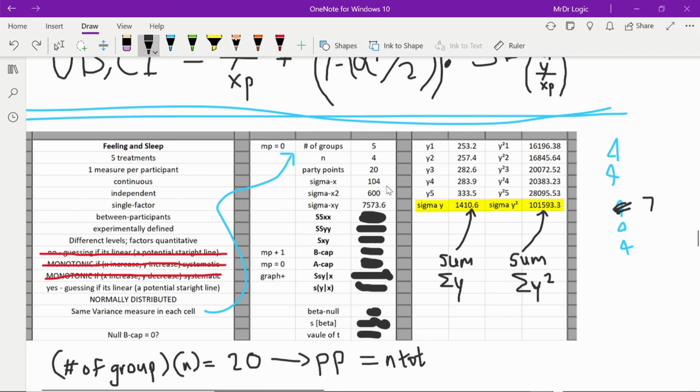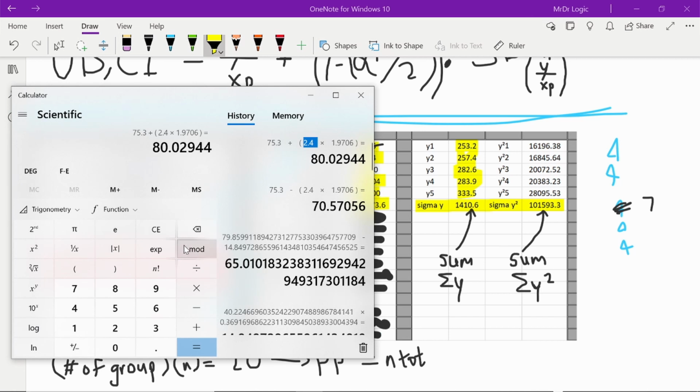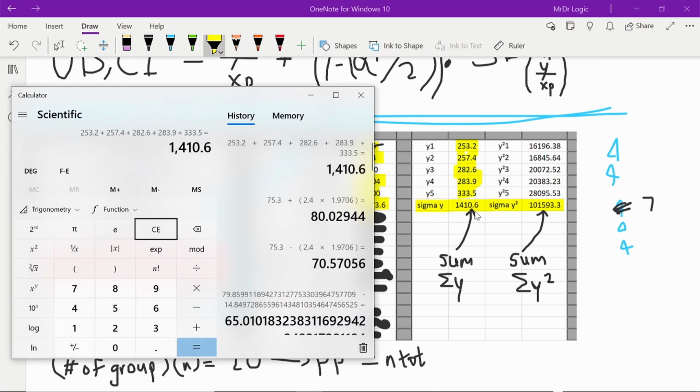Once you do a question like this, you're given number of groups, you're given n. More specifically, this doesn't really matter, but I have that there. We're given all these numbers, but you have to add them all up to get the sum here. So let's go to the calculator real quick. 253.2 plus 7.4 plus 282.6 plus 283.9 plus 333.5. So as you can see here, it's the sum, and obviously the same thing here.